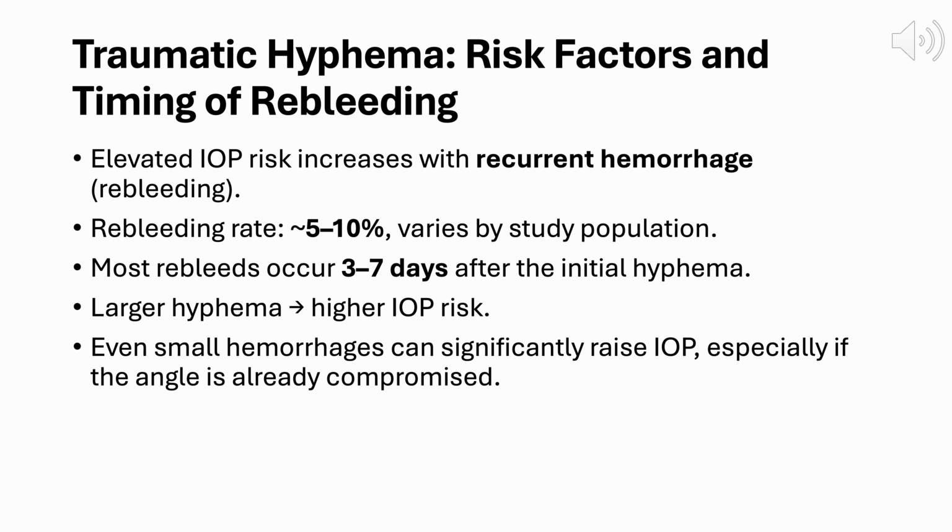Now, it's important to focus on traumatic hyphema since it is one of the most clinically significant causes of post-injury IOP elevation. The risk for elevated pressure increases substantially with recurrent hemorrhage or rebleeding. This occurs in roughly 5 to 10% of cases, although the exact rate can vary by study population. Most episodes of rebleeding happen between 3 to 7 days after the initial hyphema. Larger hyphemas are associated with a greater likelihood of IOP spikes, but even small hemorrhages can cause significant pressure rises if the angle is already compromised.